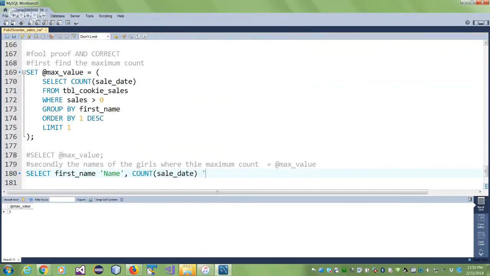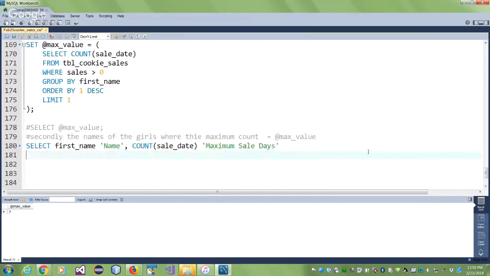You can call it maximum sale days. I still have to show the name and the count. Both have to be shown, right? And I have no clue how many, but I will find out how many. And we'll repeat the rest, from and wherever and the grouping. All this is making sense because all you are doing is you're saying pick up the name, pick up the count of this girl, and you have to group it by this.